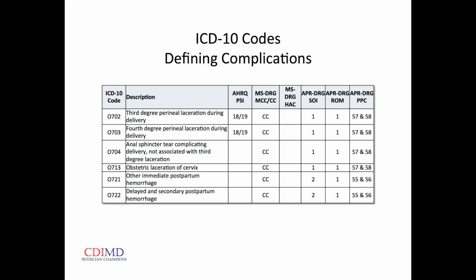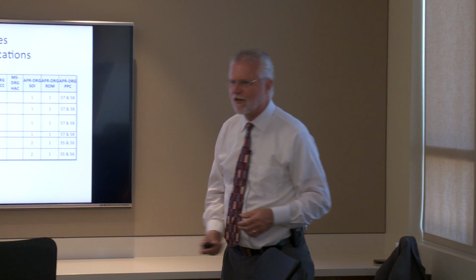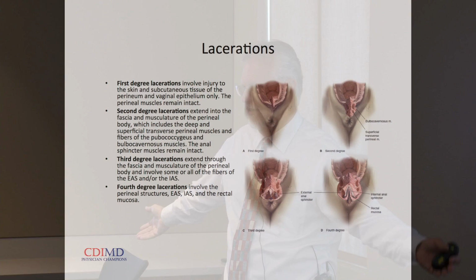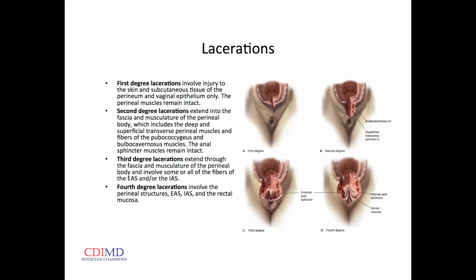Now, in the coding system, if there's a 3rd degree or a 4th degree perineal laceration, the Agency for Healthcare Research and Quality Patient Safety Indicator, it has a number in these columns. So they ding us when there's a 3rd and 4th degree laceration, but they happen sometimes. I understand that they're trying to discourage episiotomies. So how do you win here? So you know what these are and the repair required of them. So when we do it, we just document it.